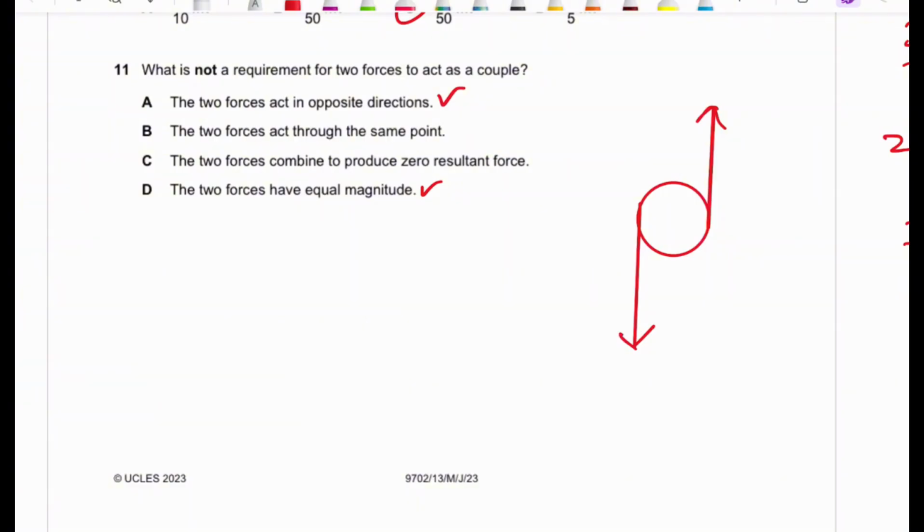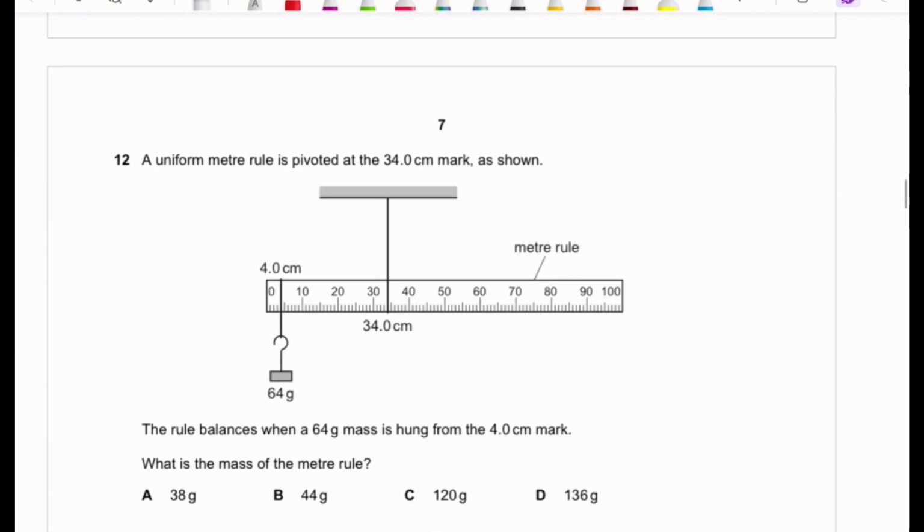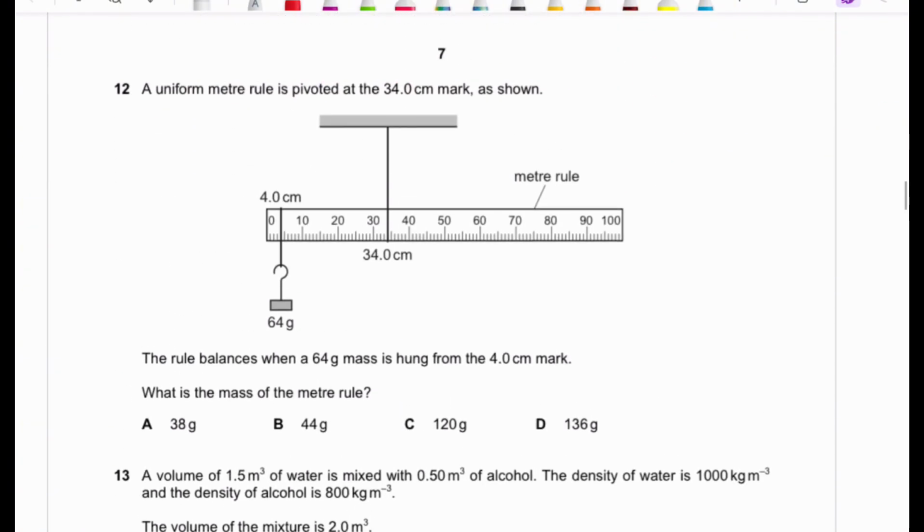And the two forces must act through the same point, right? But they shouldn't act through the same point, because we won't have a moment if they're all acting at the same point, right? So the answer is B. B is wrong, because it's not a requirement for forces to act as a couple.